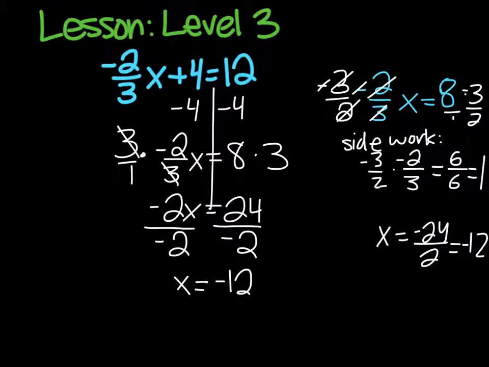Or you can cross cancel and up at the top where I see that there's a common factor between my numerator and my denominator. So 2 goes into 8 4 times, and 2 goes into 2 1 time. Therefore, in my numerator, I have 4 times negative 3, which is negative 12, and my denominator is just 1.